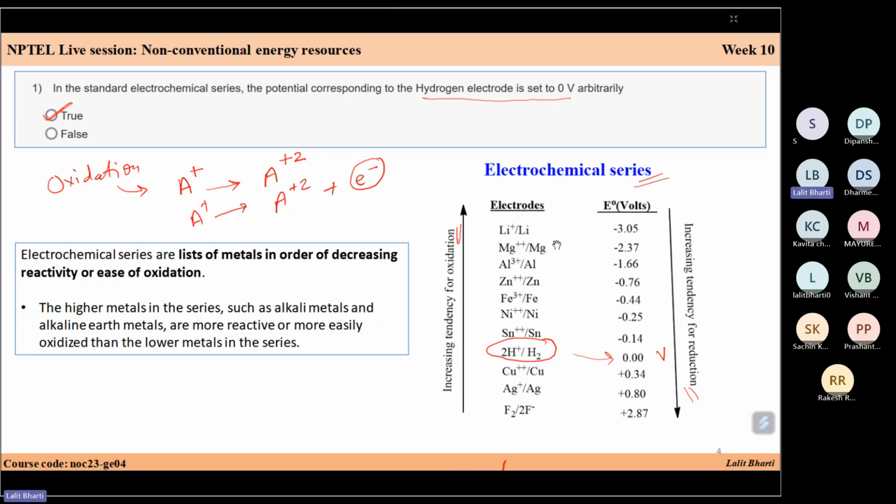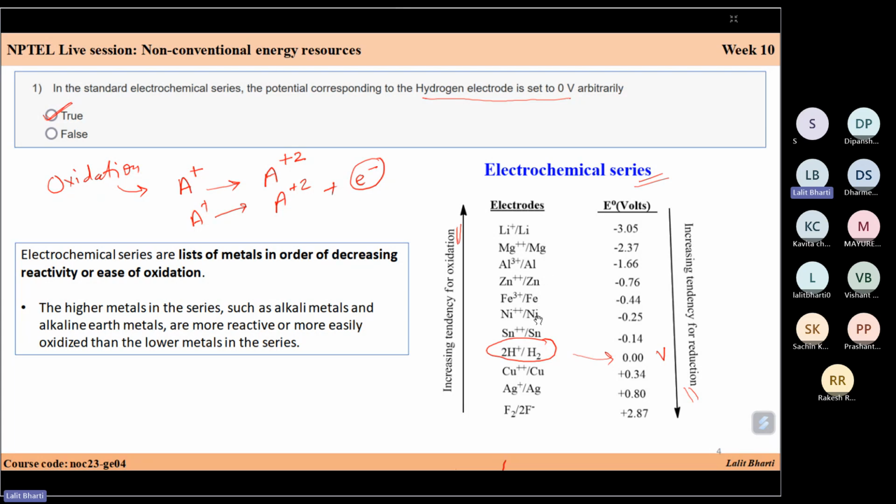Similar case with magnesium. Magnesium is also quite reactive. Aluminum is also reactive. You always see aluminum has the tendency to make a layer of aluminum oxide. So if you have an aluminum foil, if you touch it, you don't touch the bare aluminum. You always touch the film of aluminum oxide.